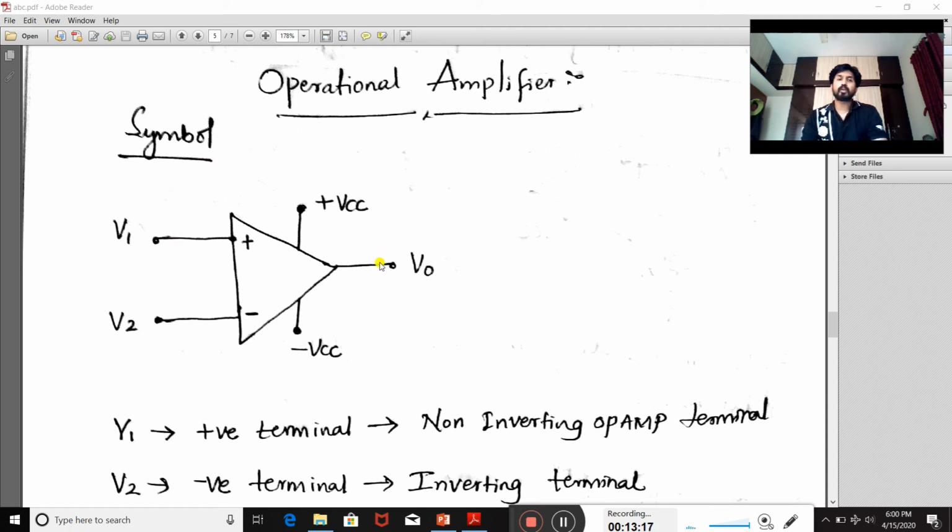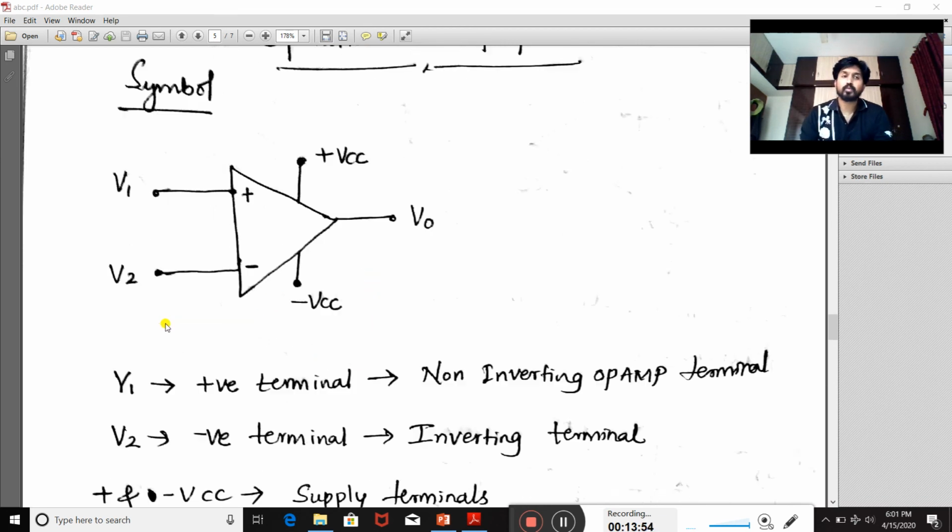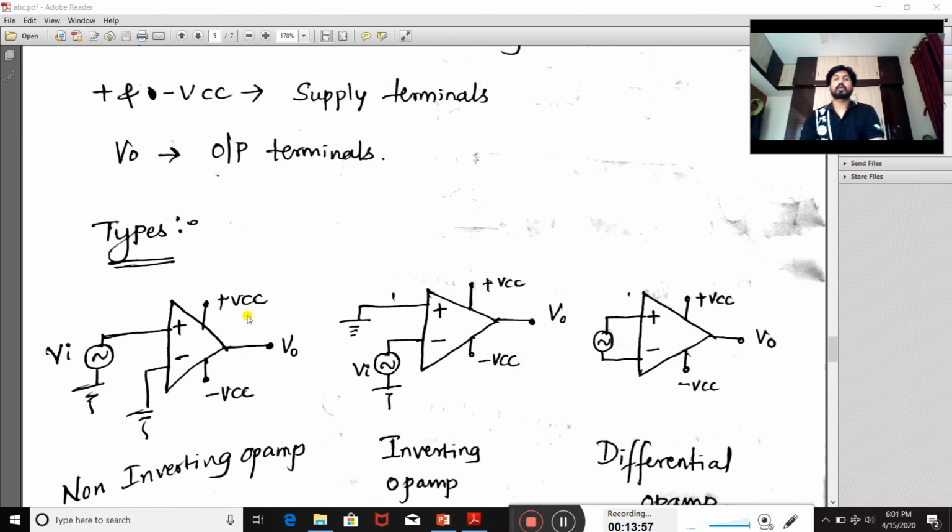If you connect part of the output to the positive terminal of the op-amp, it is called positive feedback. If you connect part of the output signal to the negative terminal, then it is called negative feedback. To control this high gain of the operational amplifier, there is a need for negative feedback. If you connect positive feedback, the gain value increases again and we cannot control it. To control the open loop gain, we require negative feedback, and that we are going to discuss in the next concept.